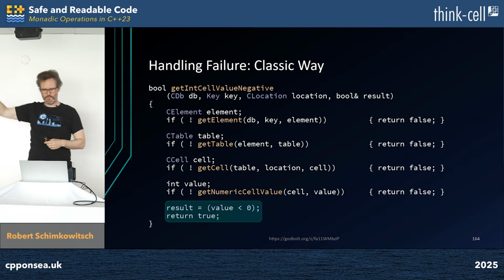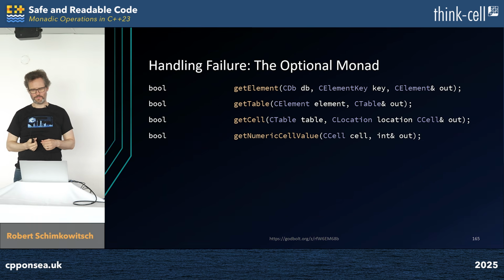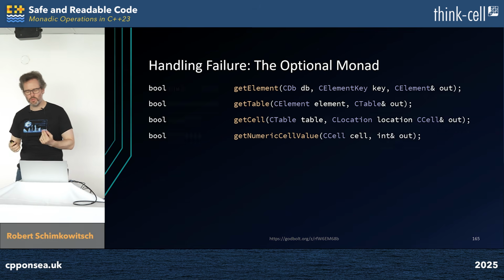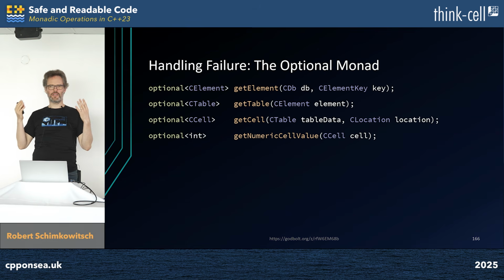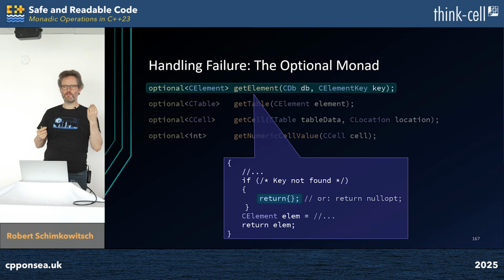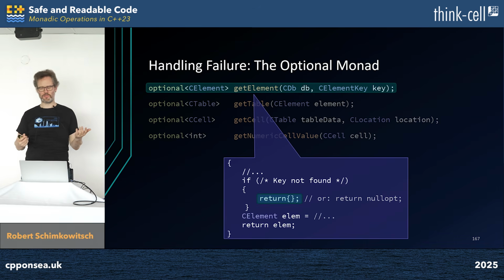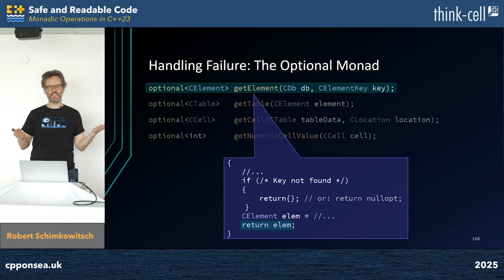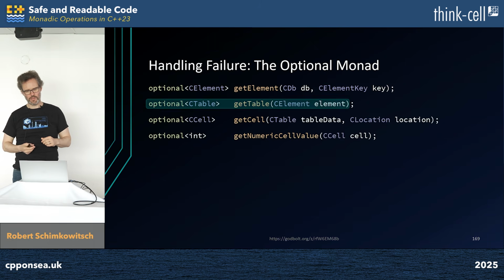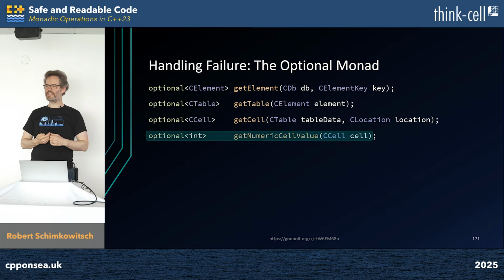Yeah, a few people. So how would we do that in a more declarative monadic way? We change the interfaces. So the functions no longer return bool, but instead combine the output type into an optional. Now, if a function fails, we return an empty optional, and this indicates failure. And if it succeeds, we return the value wrapped in an optional. And we do the same for getTable, getCell, and getNumericCellValue.